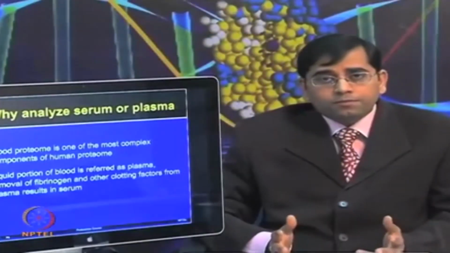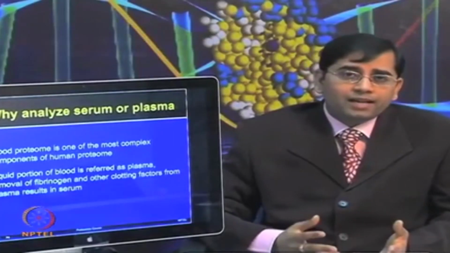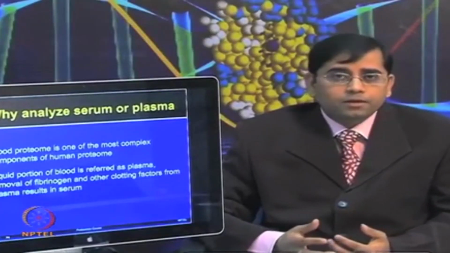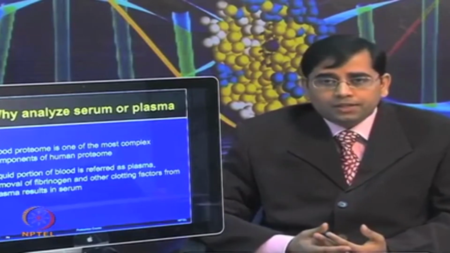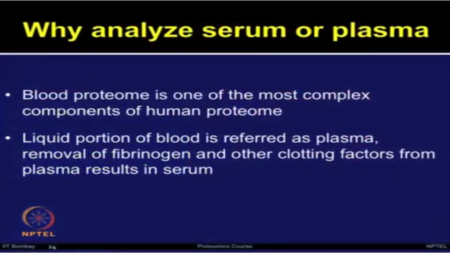So, first of all, you may ask why to analyze serum or plasma for any proteomic applications. As you know, the blood proteome is one of the most complicated components of the human proteome. The liquid portion of the blood is referred to as plasma, and removal of fibrinogen as well as other clotting factors from the plasma results in serum.